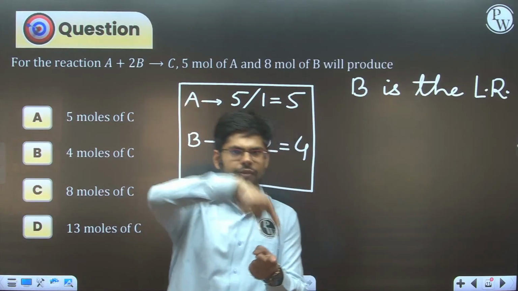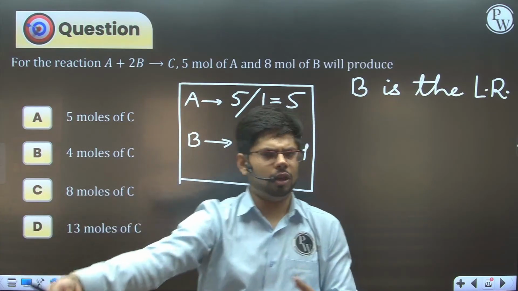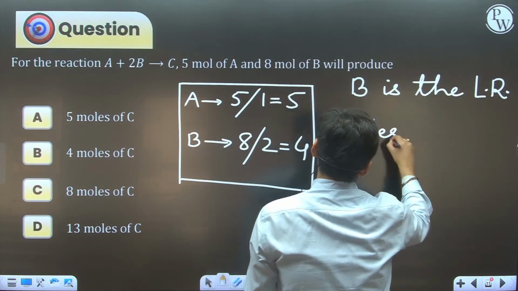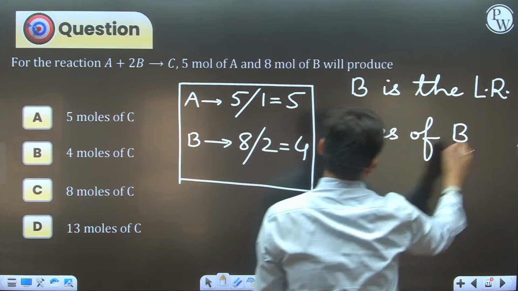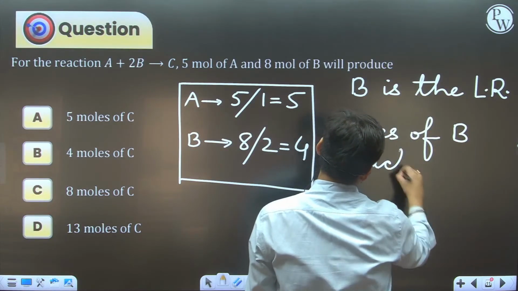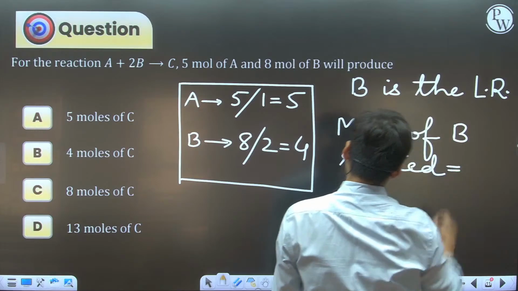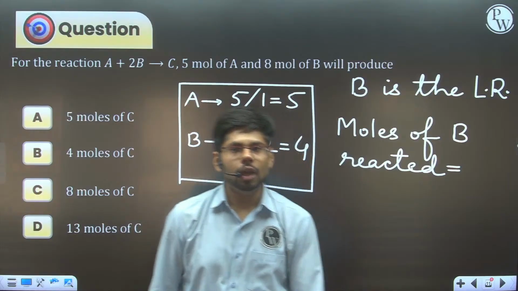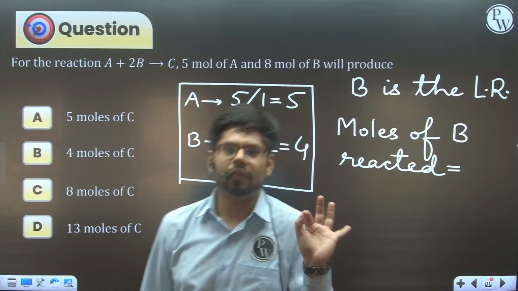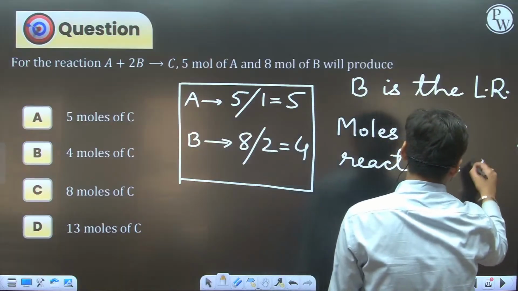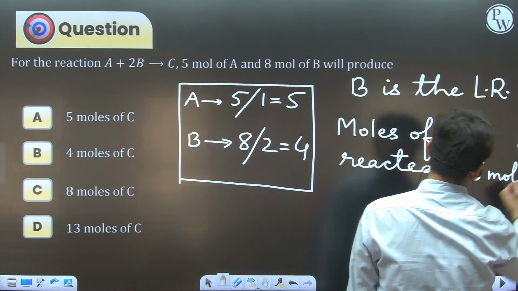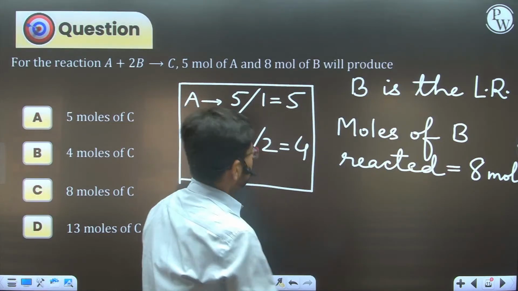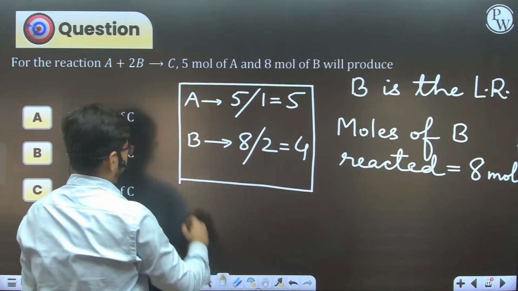Now looking at B, we'll be able to apply stoichiometry and then we'll find out how many moles of C are formed. Moles of B reacted is equal to... now, how many moles of B have reacted? Since B is the limiting reagent, everything has reacted, so nothing is left unreacted. So 8 moles of B have undergone complete reaction because 8 moles of B had been taken and B is the LR.